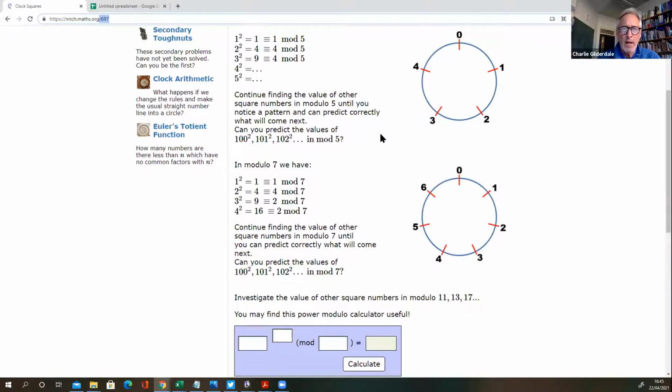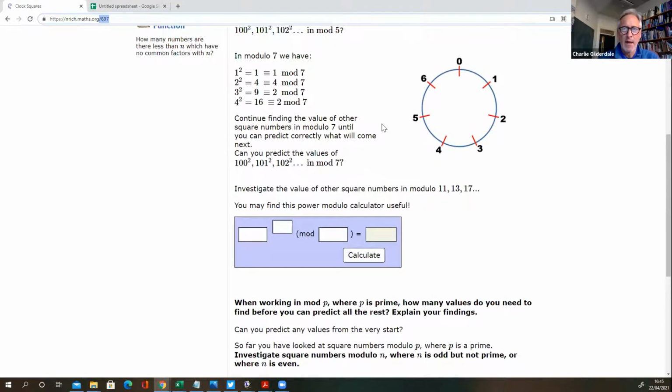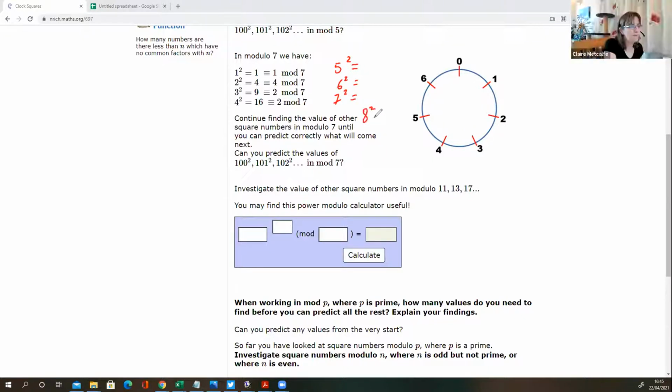Okay, so let's skip the beginning and just look at the modulo 7 bit there. We've got 1 squared equals 1, 2 squared equals 4, 3 squared equals 9, which is equivalent to 2 mod 7, 4 squared equals 16, which is 2 mod 7. I wonder, could you in the chat post what you think 5 squared, 6 squared, and 7 squared are mod 7? Maybe 8 squared as well, Claire.